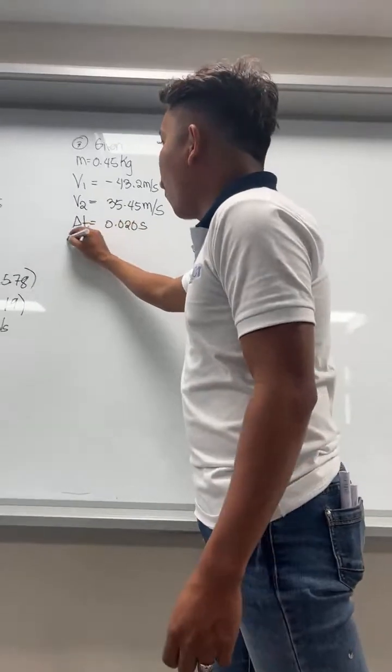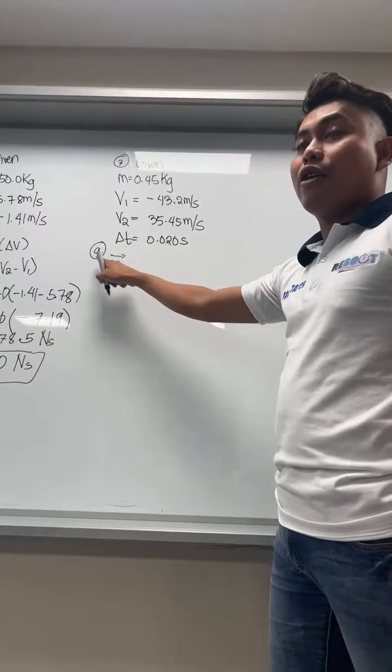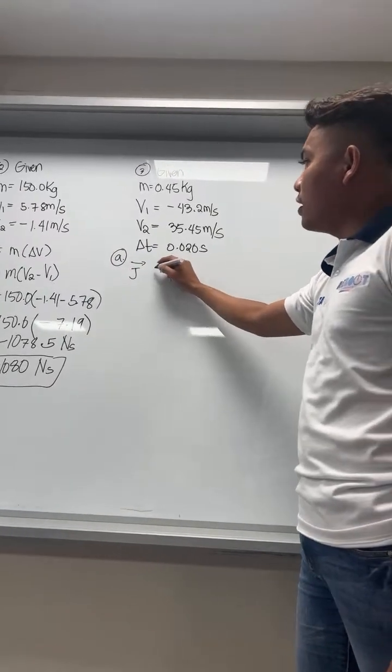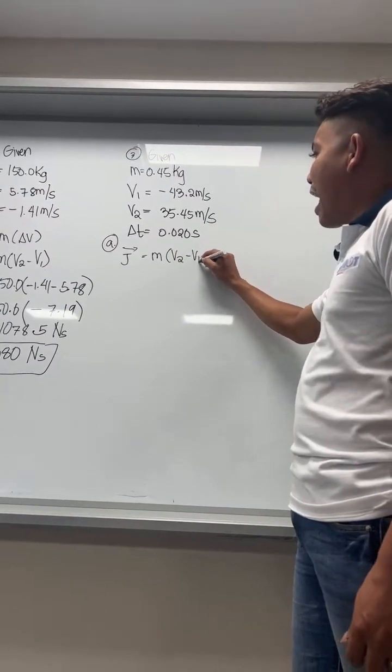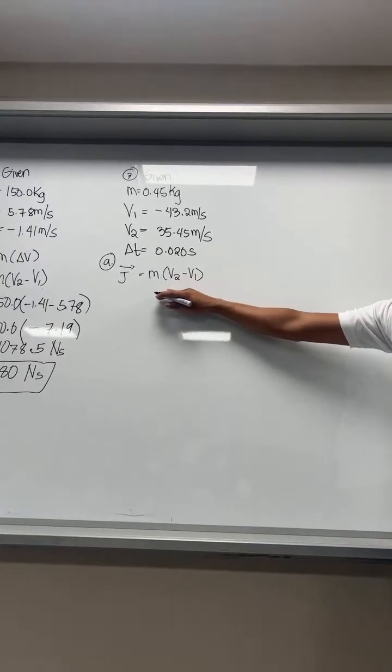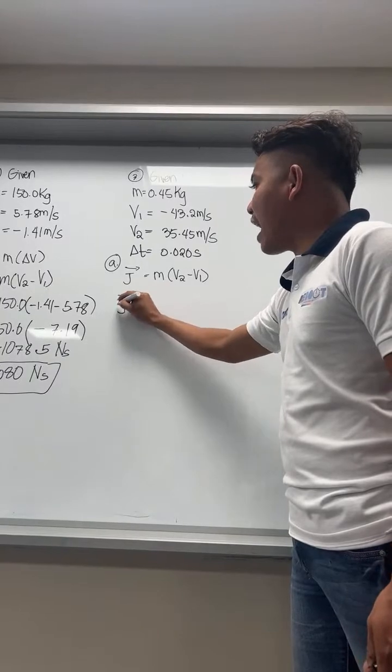Impulse. We have the formula. Okay, let's solve for A. A muna ang isa-solve natin. Impulse equals mass times final velocity minus initial velocity. Then, substitute lang po ang given natin.